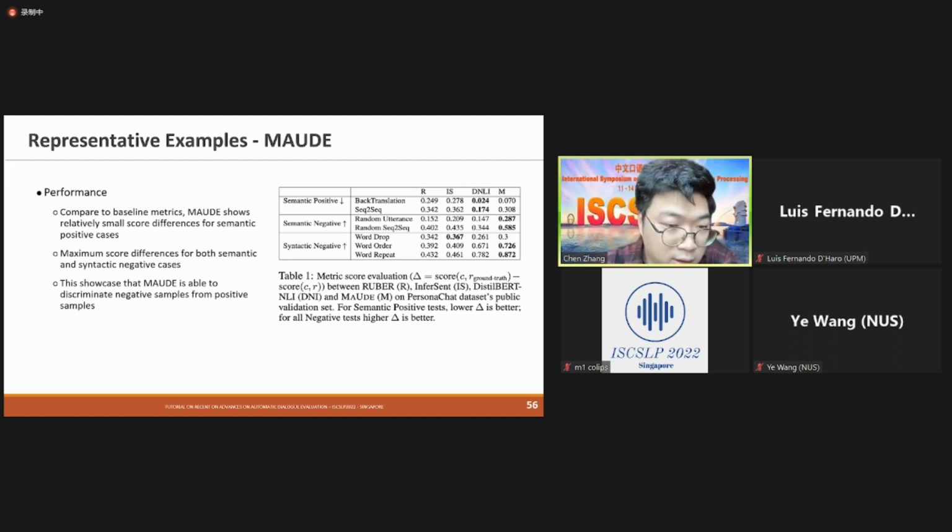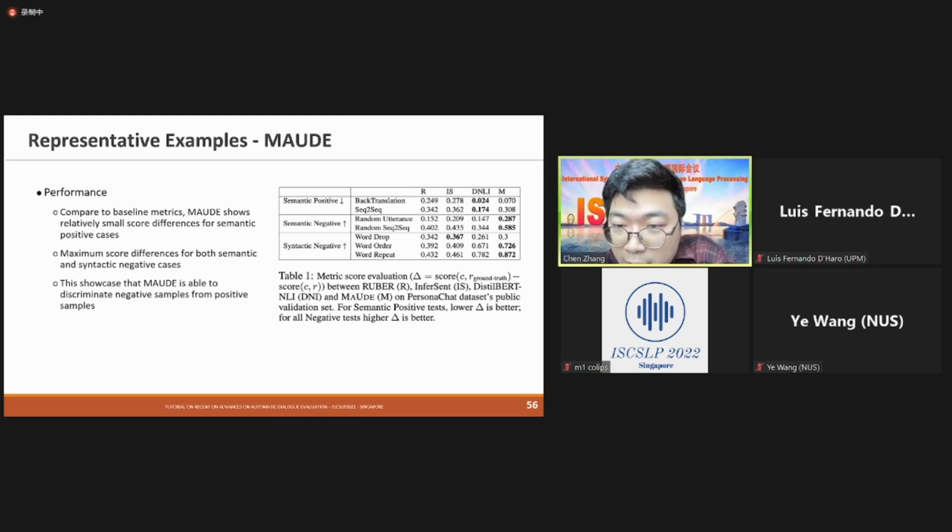After that, we try to assess the performance of the model. To see whether it performs well, we can check the difference between the original response score given by MAUDI and the perturbed response score. For the positive perturbations, like the semantic positive, the difference should be as small as possible. And for the semantic negative or syntactic negative perturbations, the score difference should be as large as possible, compared with the score given to the original response.